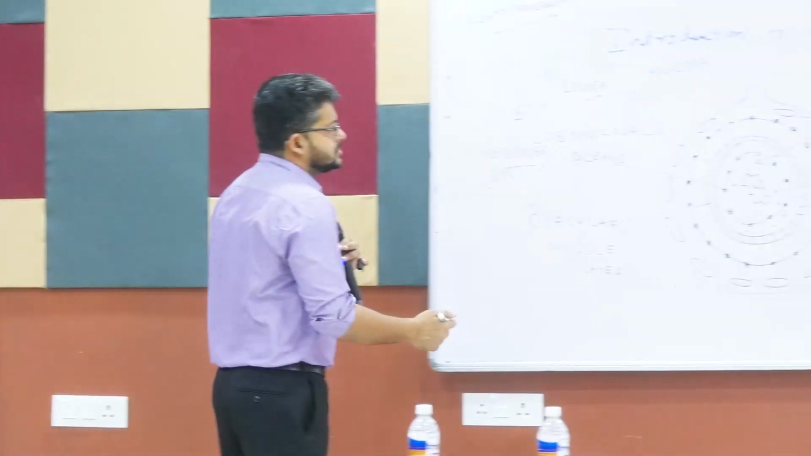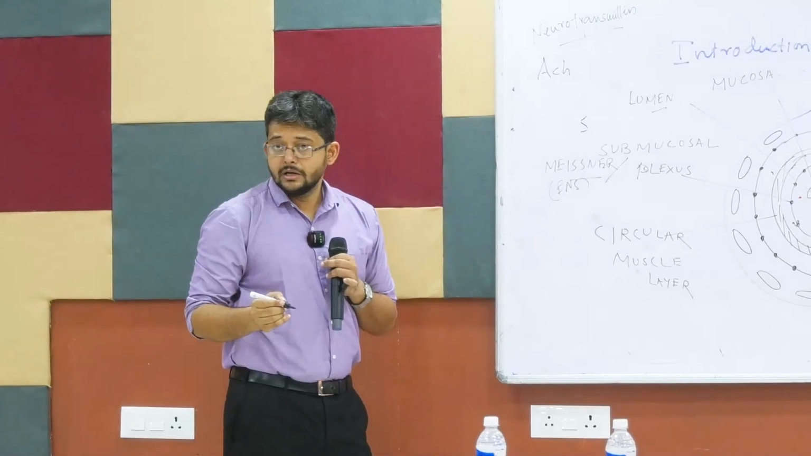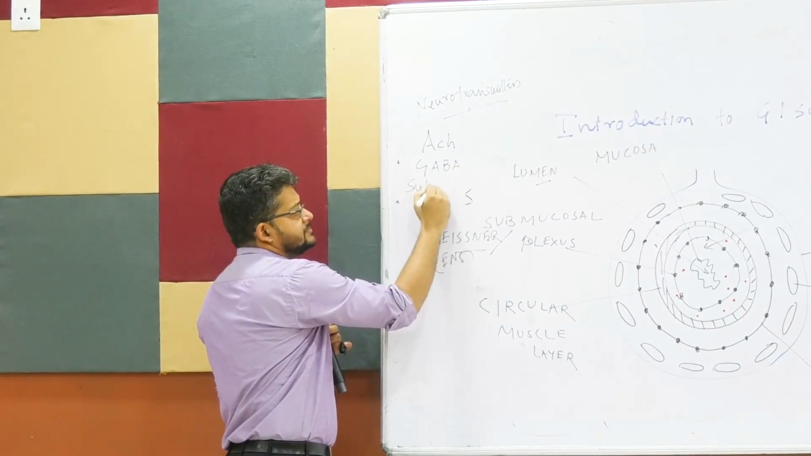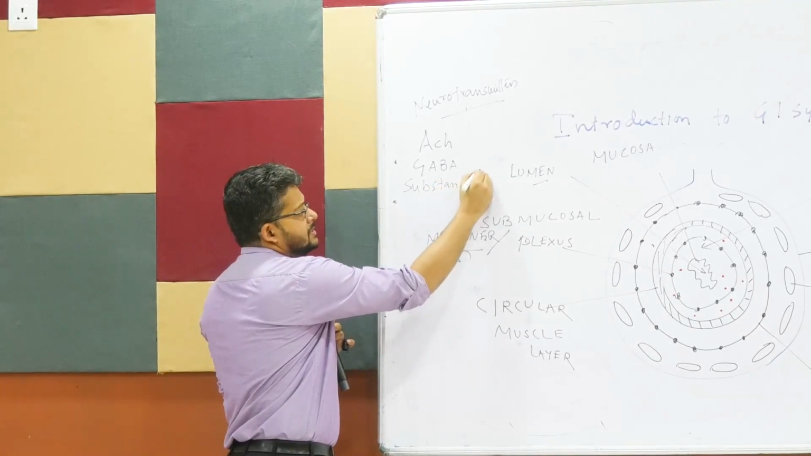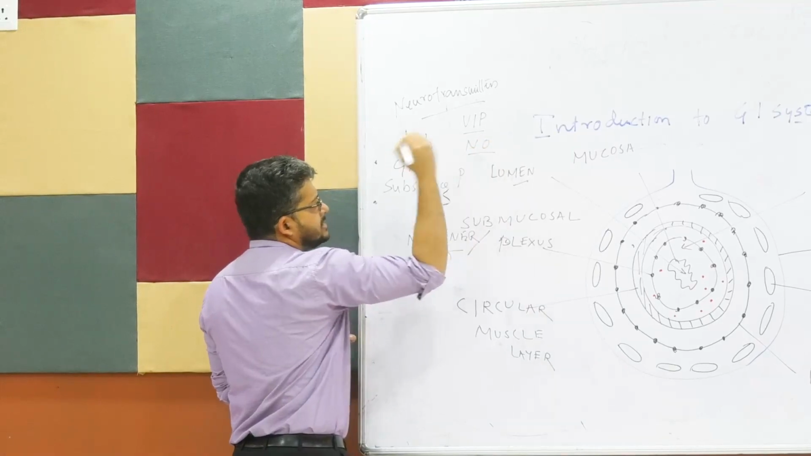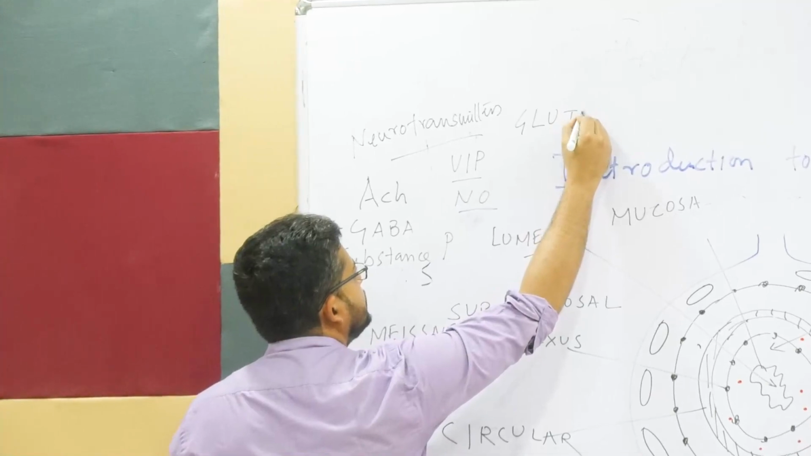We have multiple neurotransmitters. We have acetylcholine and GABA, you can say, substance P. We have VIP, nitric oxide. What else? We have neurotransmitters like glutamate.